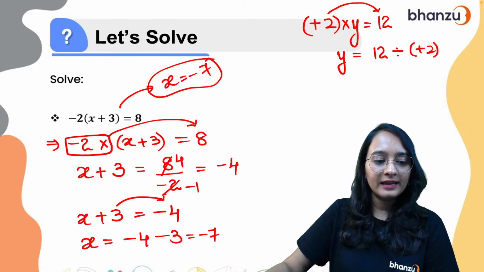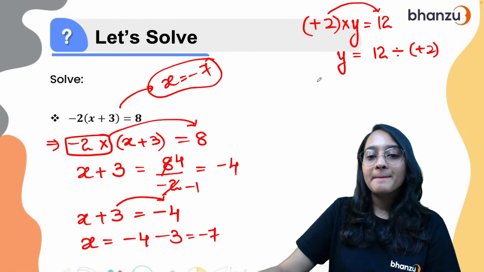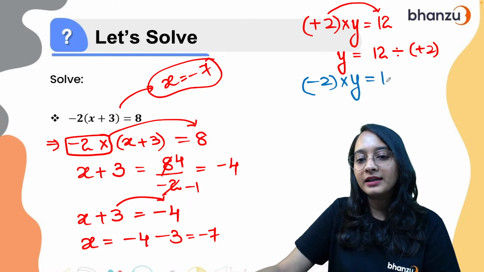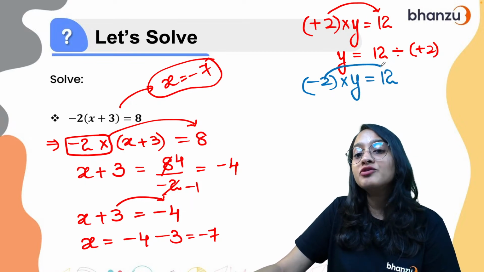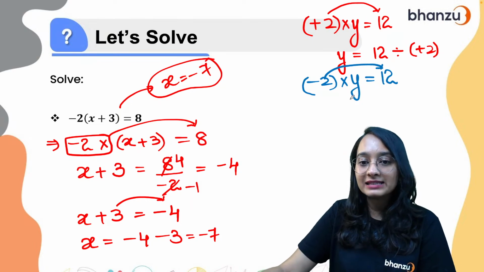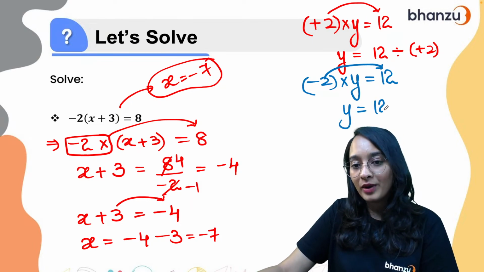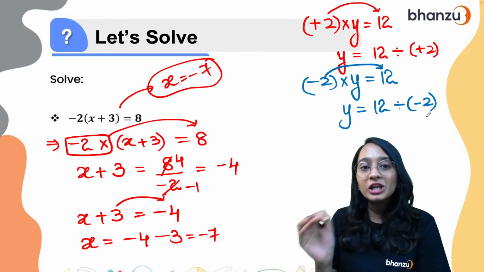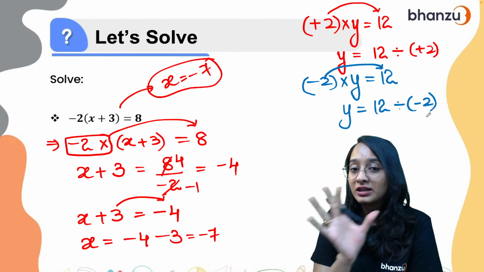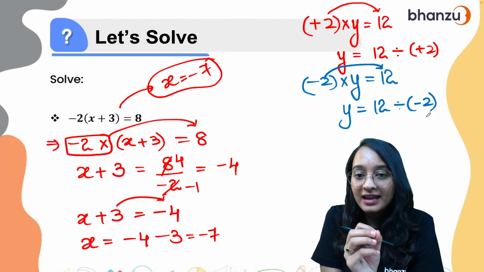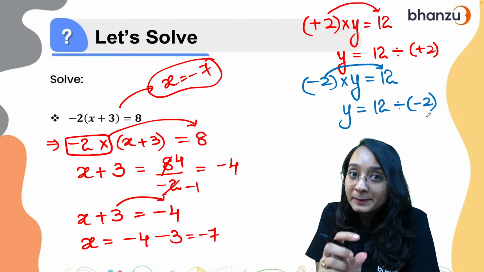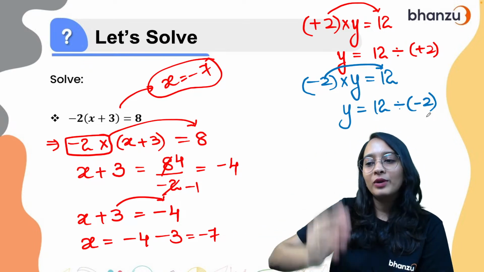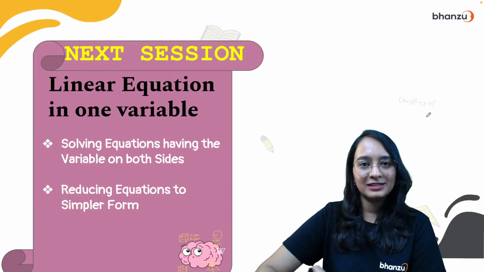Now, similarly, if I have minus 2 multiplied with a variable equals 12, when I am transposing this, it will be 12 divided by minus 2. It will not be 12 divided by plus 2. That minus 2 will not change its sign. It's getting multiplied, and that multiplication is changing to division. That's it. Your minus 2 will be as it is. Please keep this in your mind.